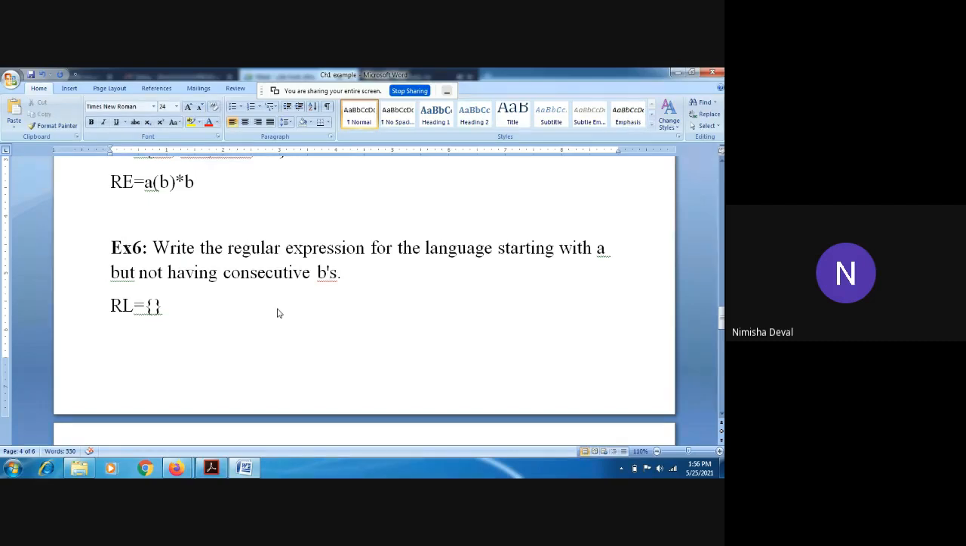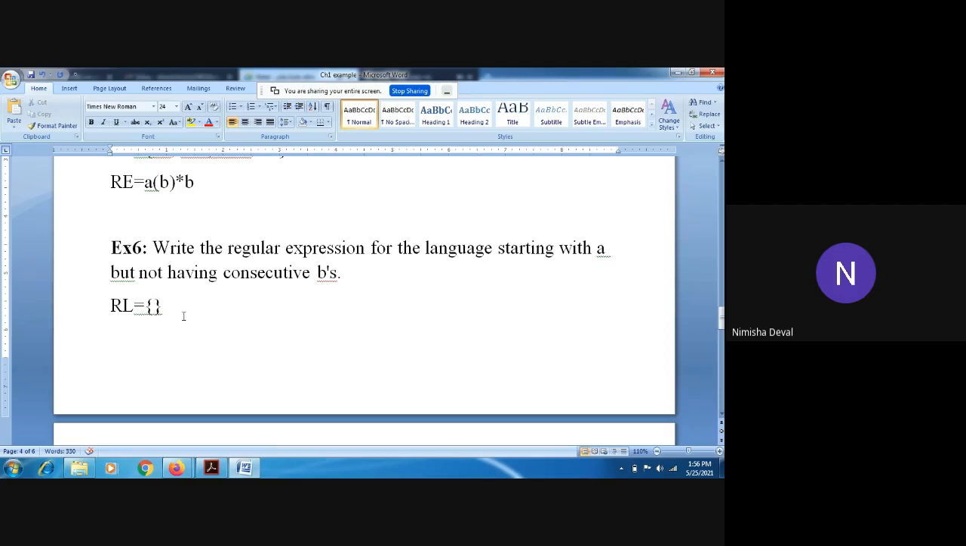Okay. Now, next example. See here. Write a regular expression for a language starting with a but not having consecutive b's. Which strings are not allowed over here? Every string must start with a, but consecutive b's are not available. Double b, triple b, 4 times b, all such strings are not available for this language. So we have to exclude those strings.